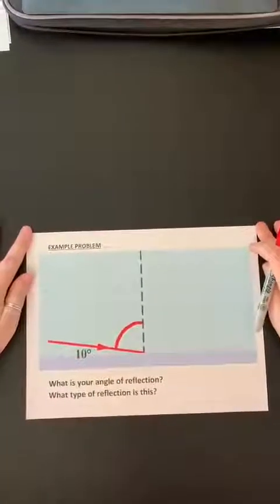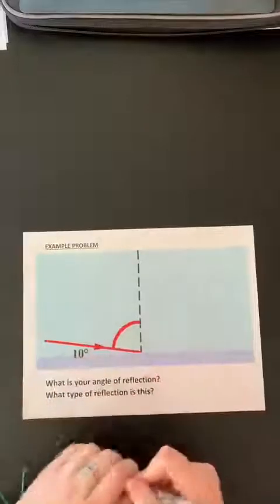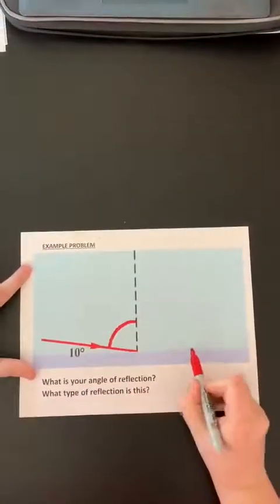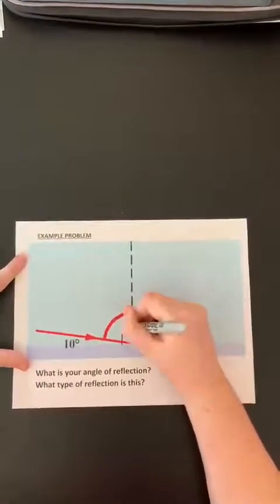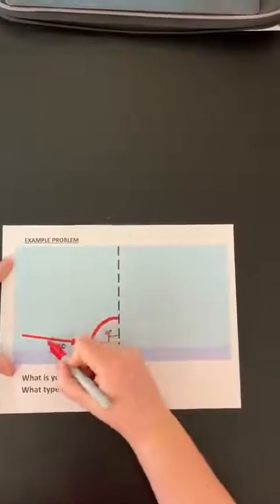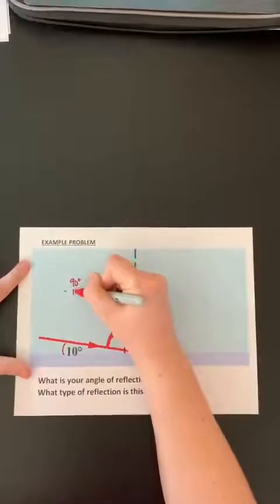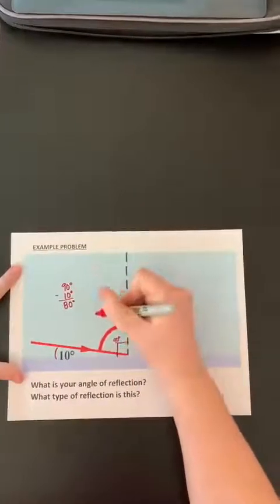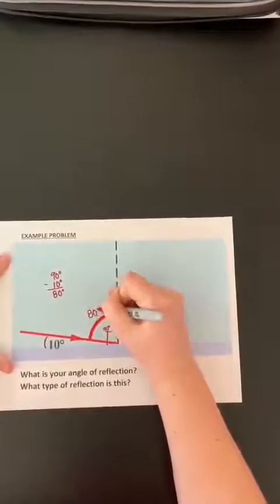Okay, hopefully you were able to solve this on your own. If not, let's figure it out together. So, this line right here is the normal to our surface, so we know it's perpendicular. Anything that's perpendicular is a total of 90 degrees. If we already know that this angle right here is 10 degrees, we know that 90 degrees minus 10 degrees is 80 degrees. So our angle of incidence here is 80 degrees.